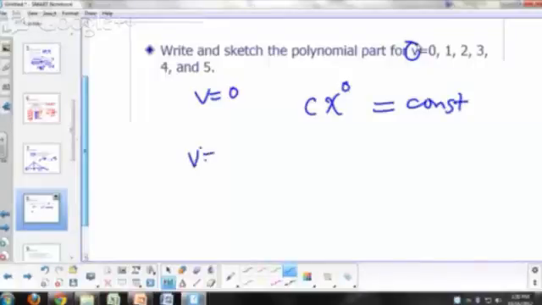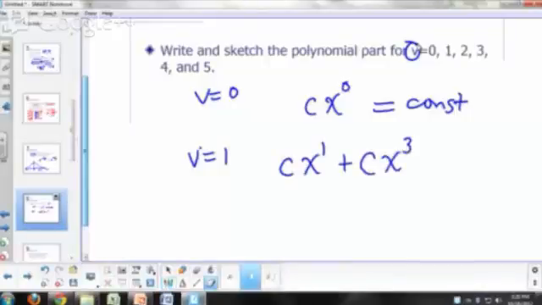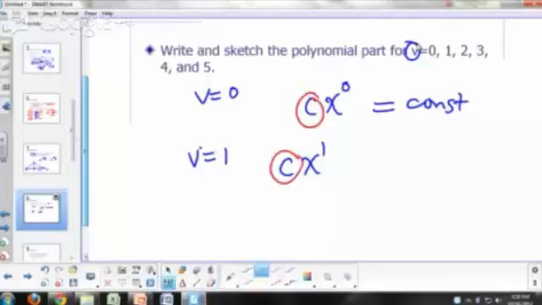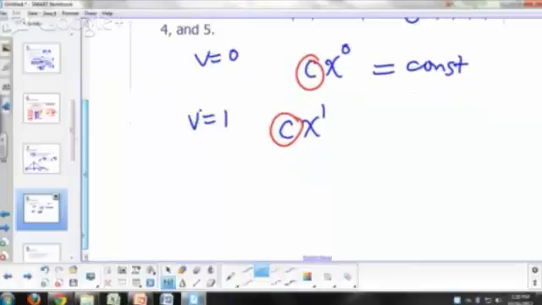What about when v equals 1? It's x to the 1, the order of the polynomial. So it's just a constant times x. Now this c right here and this c are not the same. I'm just using a generic letter there.